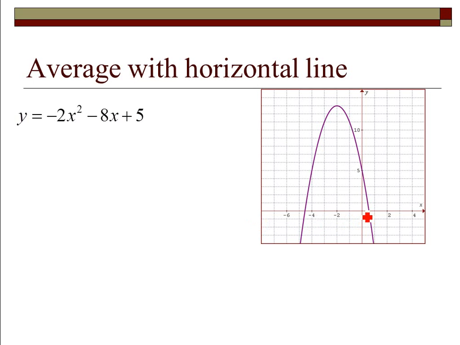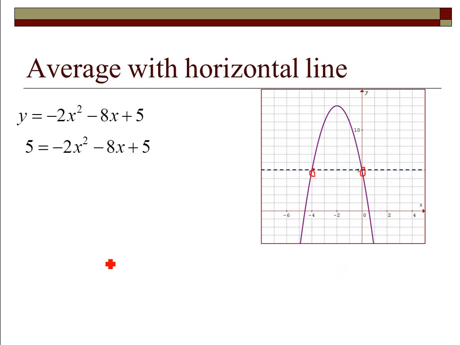Well, the x-axis is basically a horizontal line. So I'm going to choose a different horizontal line. I'm going to choose the easiest one I could find, which would be using the y-intercept. So if I let y equal 5, I'm looking at where this parabola crosses that horizontal line. If I find these x values here and here, halfway between is my vertex.